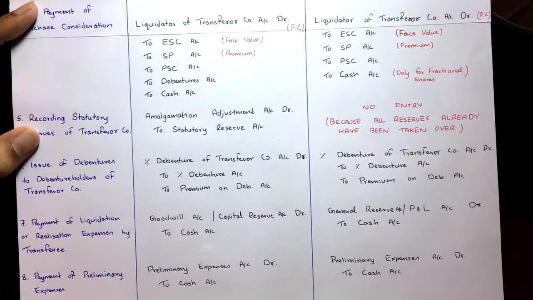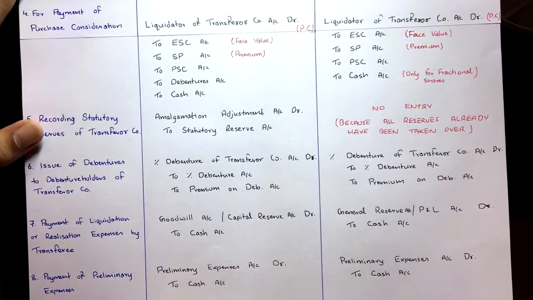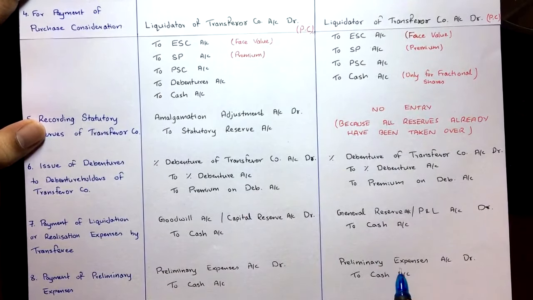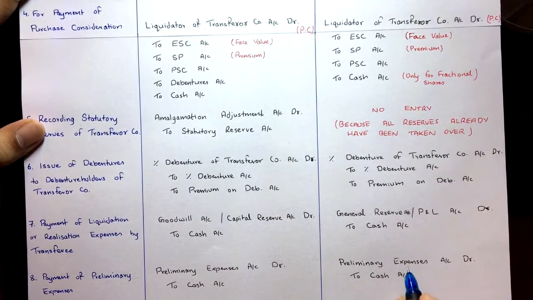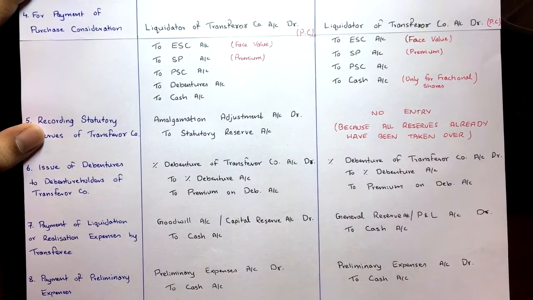And in the eighth entry also there is no difference. As you can see over here, preliminary expenses, the expenses which we incur to form a new company, whatever expenses are incurred in incorporation of a company, those will be capitalized. Preliminary expenses account debit to cash account, because we are paying cash, right? So cash account is credited. Simple. So this is the merger method.